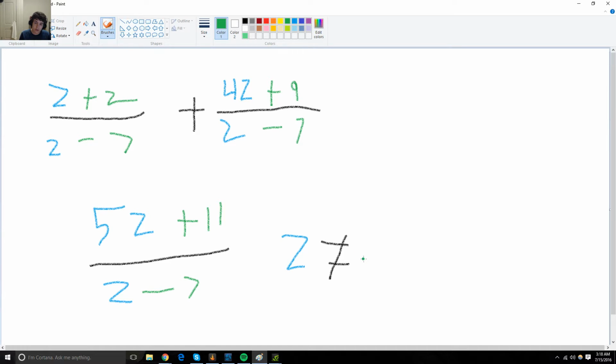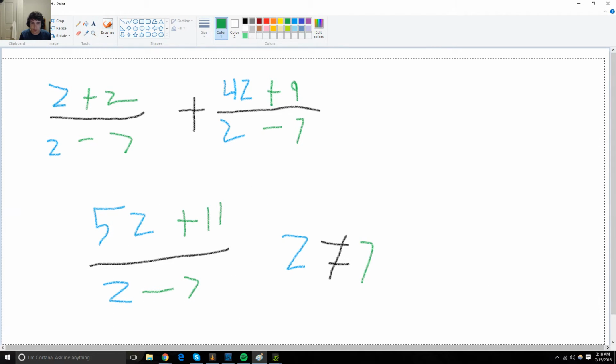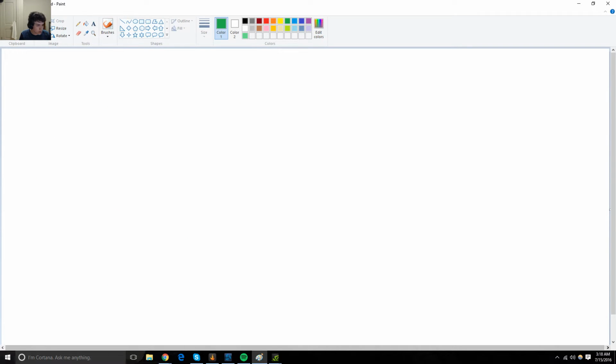If z equals 7, then the denominator equals 0. Rule of thumb, the denominator can't equal 0, because you can't divide by 0. Can't do it. Try, I encourage you. Impossible. Alright, and that's the answer. It's pretty neat. Next.